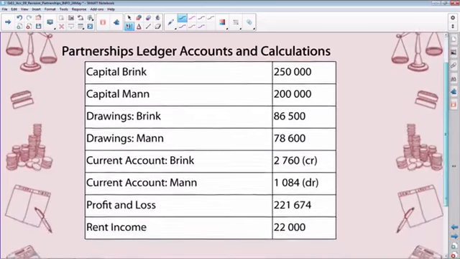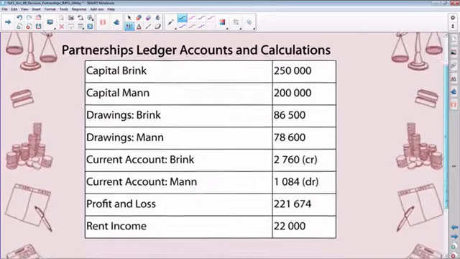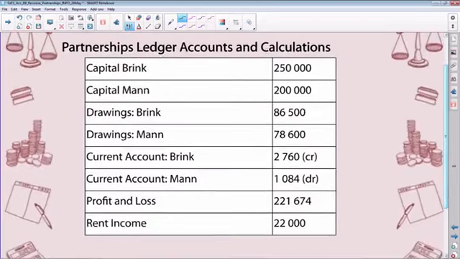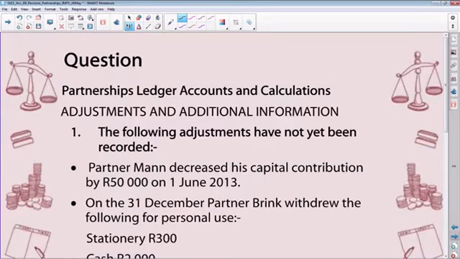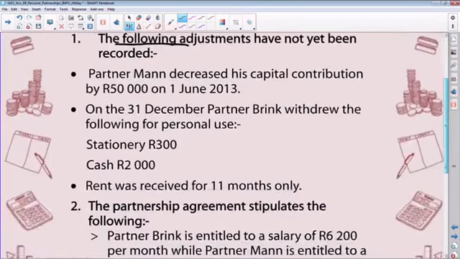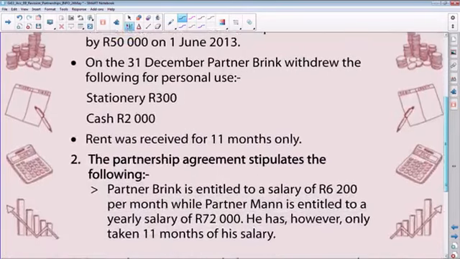So I'm given a list of balances at the end of the financial year. So let's go to the actual exercise itself. I'm given the following: the following adjustments have not yet been recorded. So guys, this is a new question, and we're now going to complete certain ledger accounts. The following adjustments have not been recorded, and I've got a list of transactions that I need to complete.